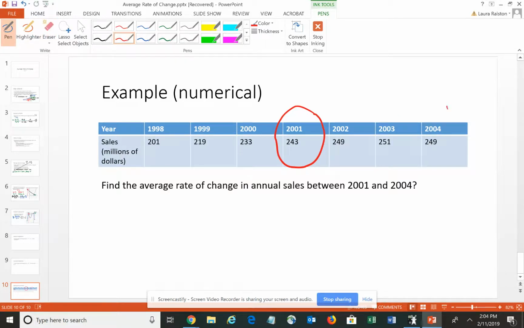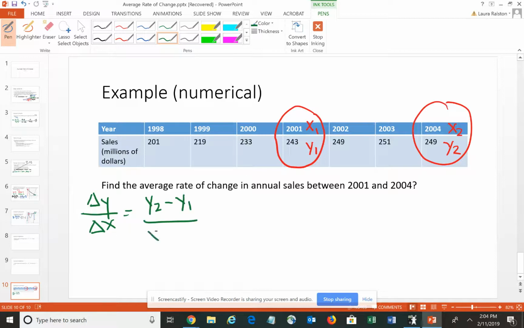Okay, so you're going to focus on these 2 points here. And again, this would be like your x1, y1, x2, y2. We're going to figure the average rate of change. That verbiage, that phrase lets you know, oh, I need that formula, which is delta y, delta x. You have y2 minus y1 over x2 minus x1.